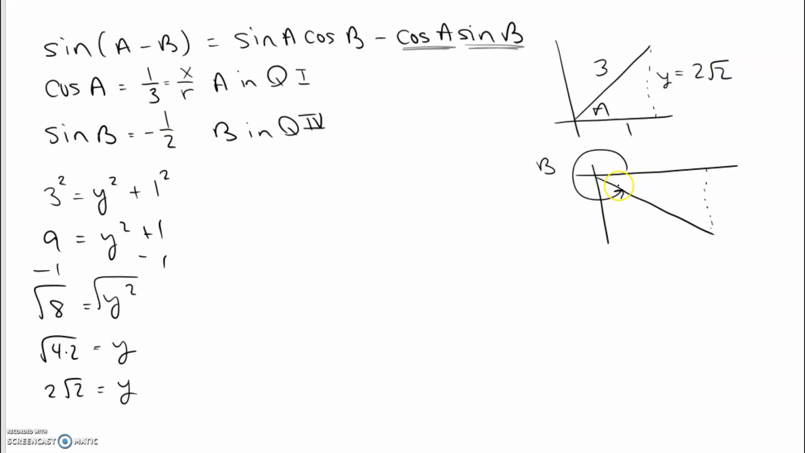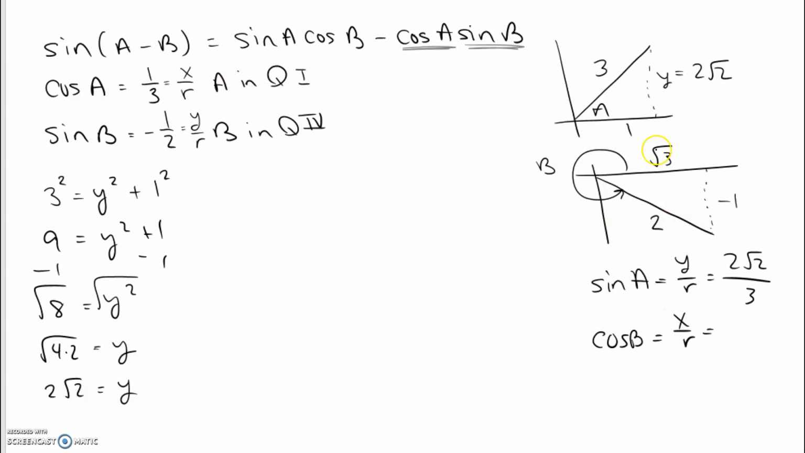And then same thing for b. This is saying that this is y over r. So r is 2 and y is negative 1. Well, hey, if that's a 2, that's a negative 1, that's got to be a square root of 3. Okay, so then I can go back and find sine of a and cosine of b. Sine of a is y over r. Well, y is 2 square root of 2 over r, which is 3. And then finding cosine of b, which is x over r, for b we have square root of 3 over 2.